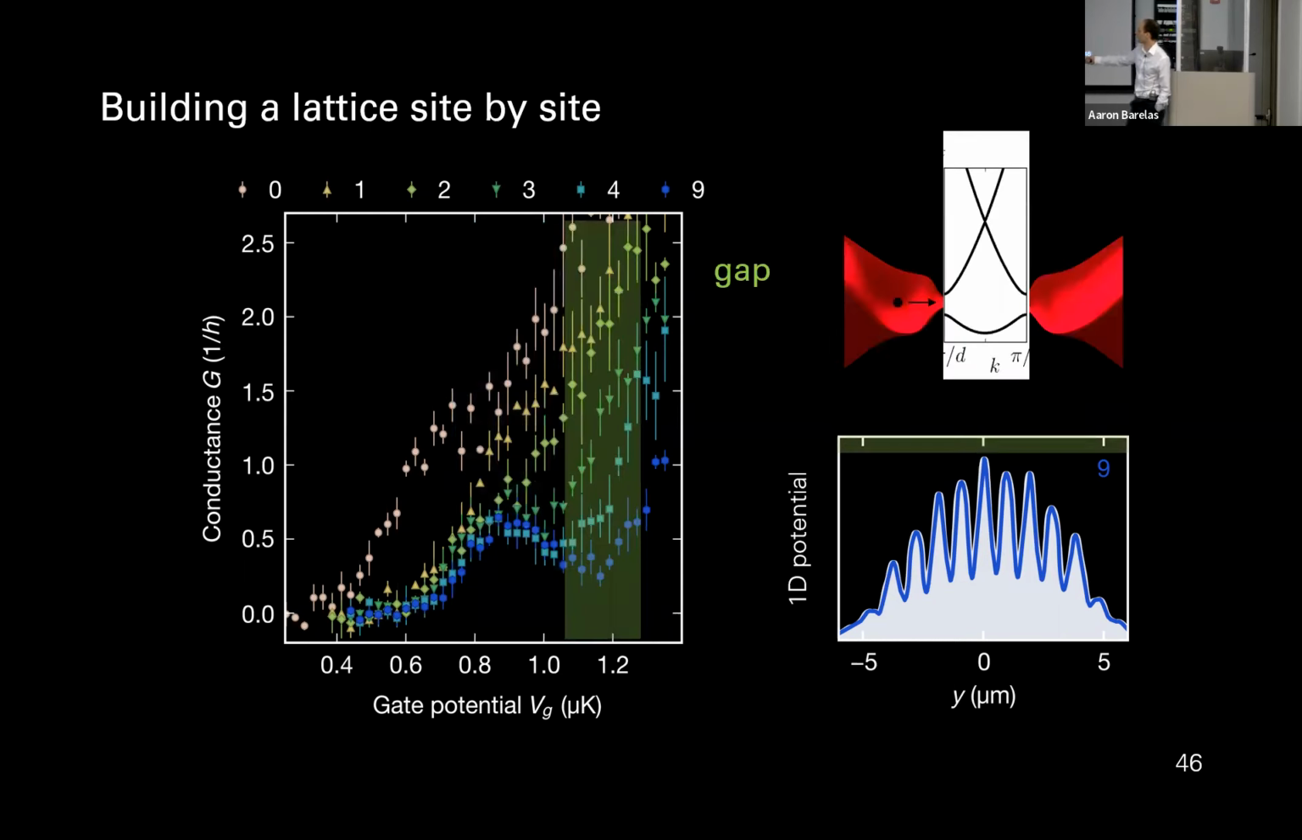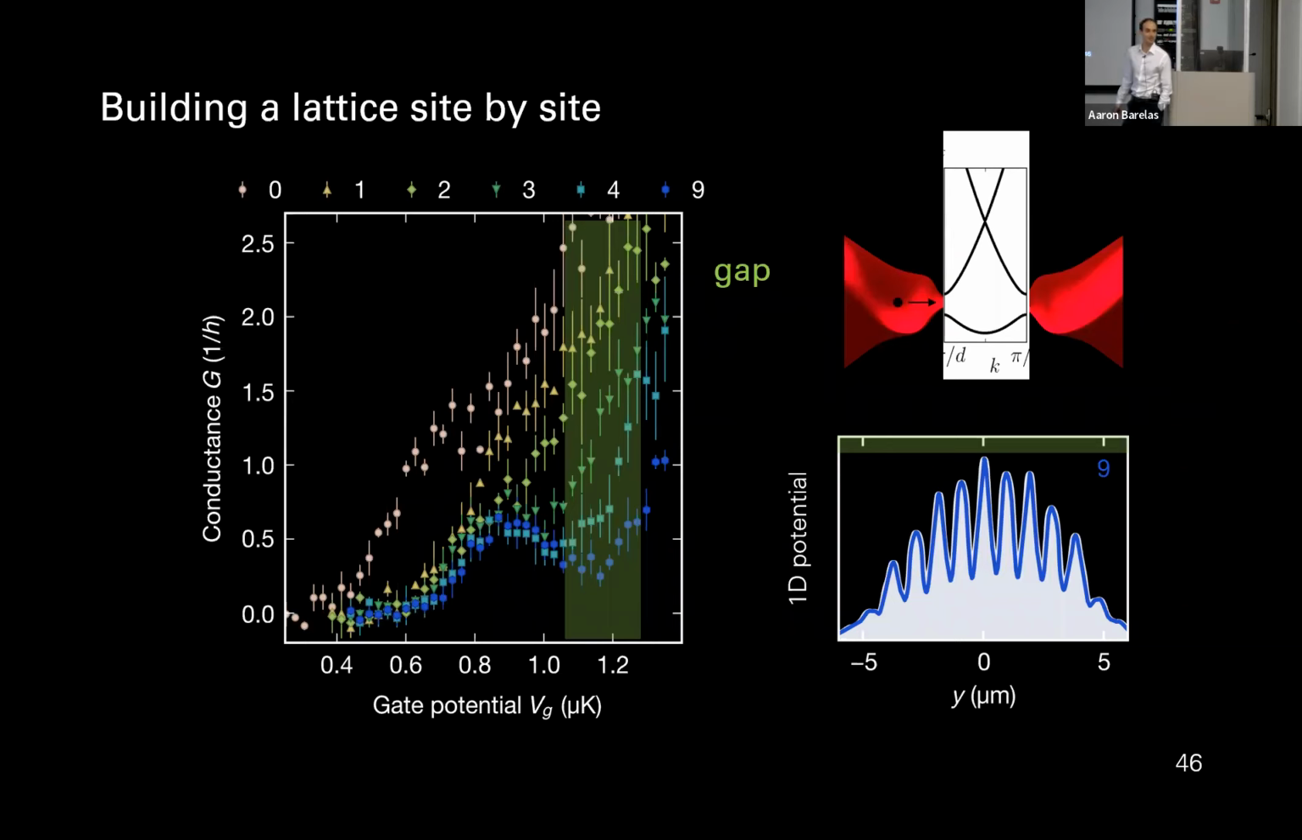Whereas at higher densities, higher, let's say, atom energies, you're probing a gap and see it as a decrease of the local conductance. What's the lattice spacing? The lattice spacing is about 1 micrometer. Yeah. So the tunneling is very small, or you're in a shallow lattice?